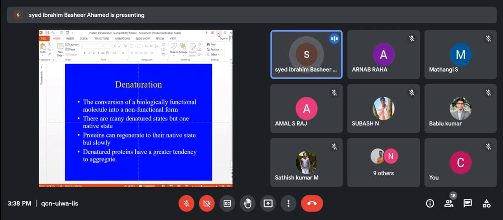So far I was talking about the denaturation process. Now we come back to our question. Subhash told you that you can utilize the UV spectrophotometer to find out whether a protein is in a native form or in a denatured condition. This I will tell you.